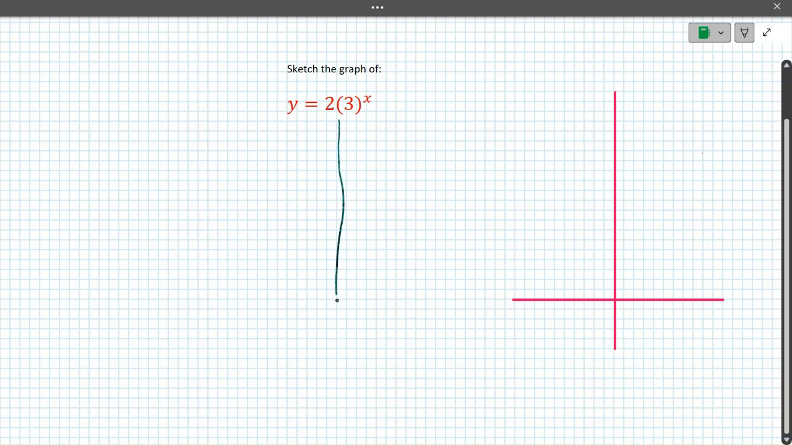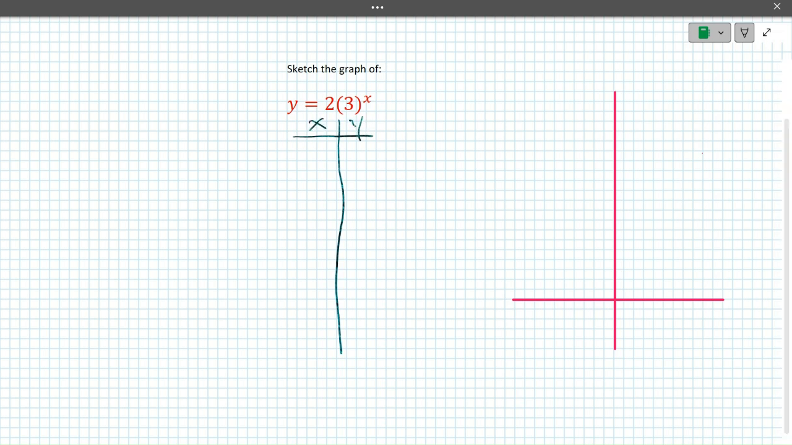So I'm going to go ahead and create a t-table with x on one column and y on the other. And when I create t-tables, I just like to have about 5 values. You can always do more. The values should be positive and negative. So I'm just going to go from -2 to +2. And I'm going to start finding each value.